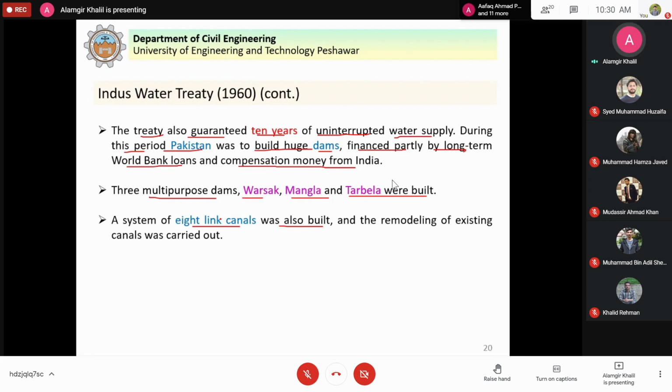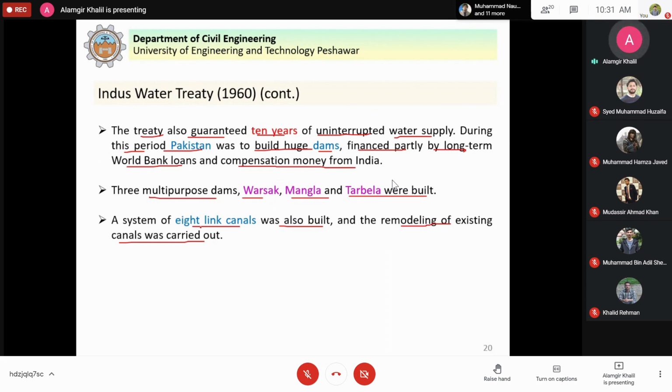Link canals, we will study these in detail when we study the Indus Basin irrigation system. A link canal is actually the link between two rivers. Let's say we want to divert the water from one river to flow into another river, we construct these link canals. So a system of 8 link canals was also built and the remodeling of existing canals was carried out.